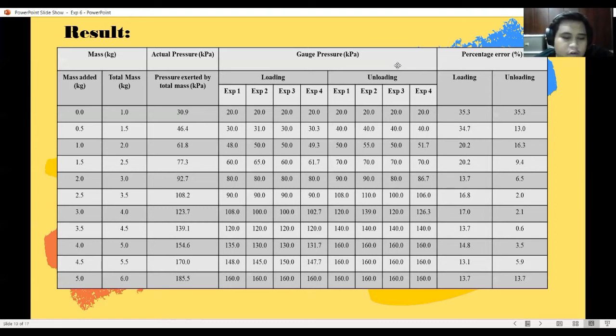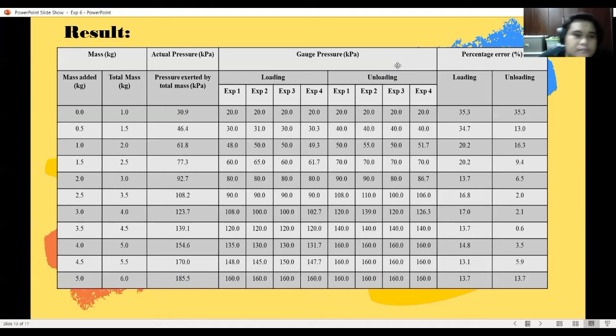Next, the total mass for 4.5 kilogram. The pressure exerted by total mass is 139.1 kilopascal. The percentage error for the loading one is 13.7%, and the unloading one is 0.6%. Next, the total mass is 5 kilo. The pressure exerted by total mass is 154.6 kilopascal. The percentage error of loading is 14.8% and the unloading one 3.5%.